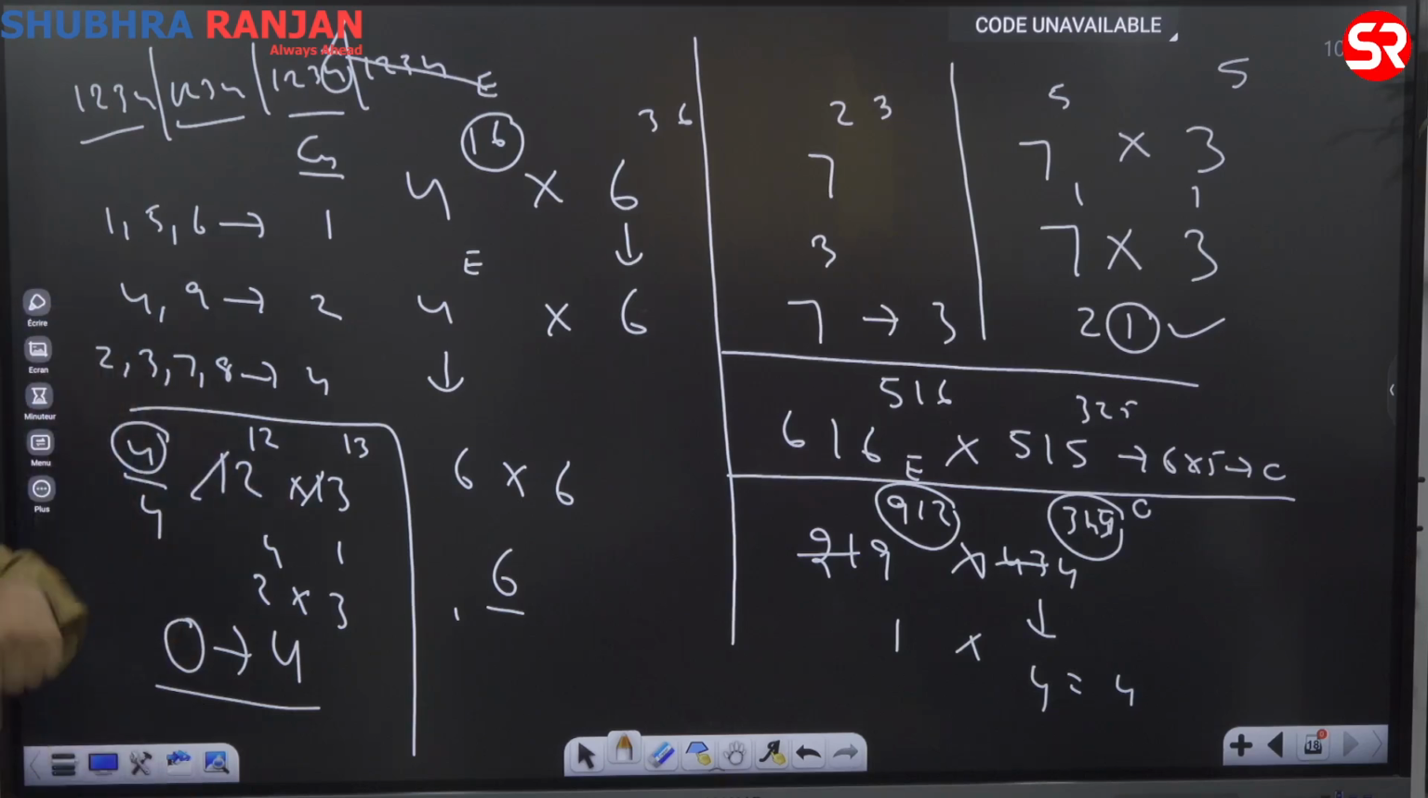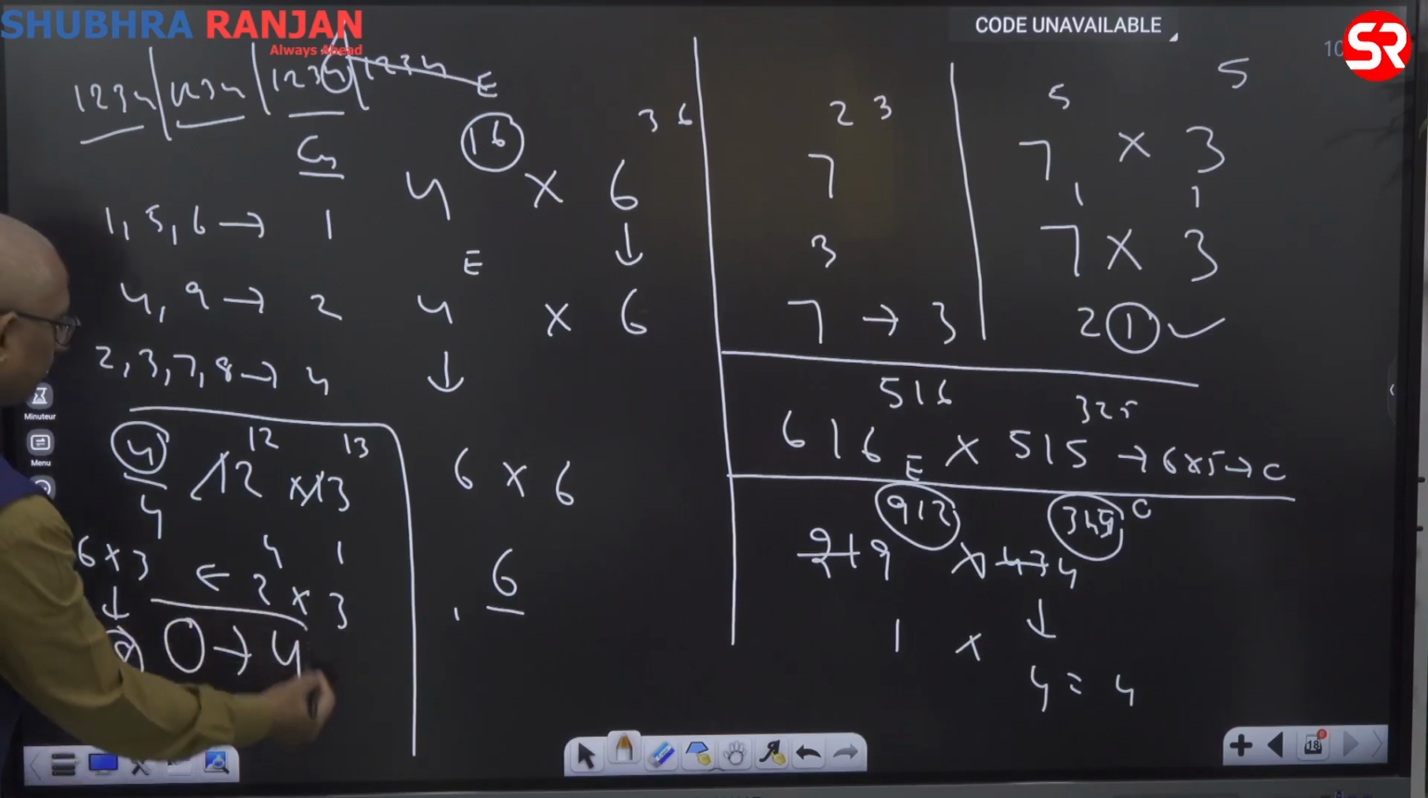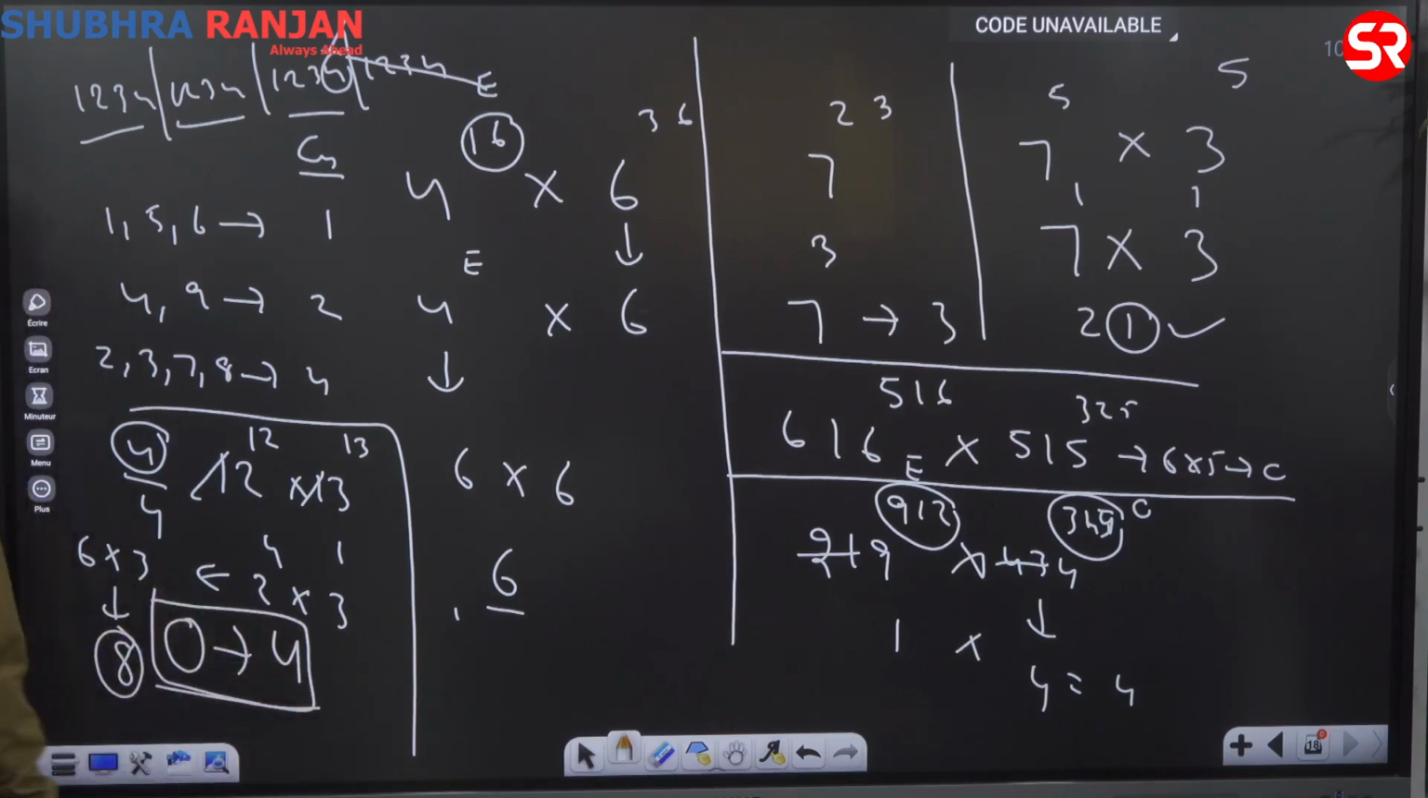When divided by 4, for cyclicity 2, 3, 7, 8. That's all. Got it? So here the answer is what? 2 power 4 is 6 only, na? 2 power 4 is 16, that we know. 4 into 6, and 3 power 1 is 3. So unit digit is that. Next question. Completed.